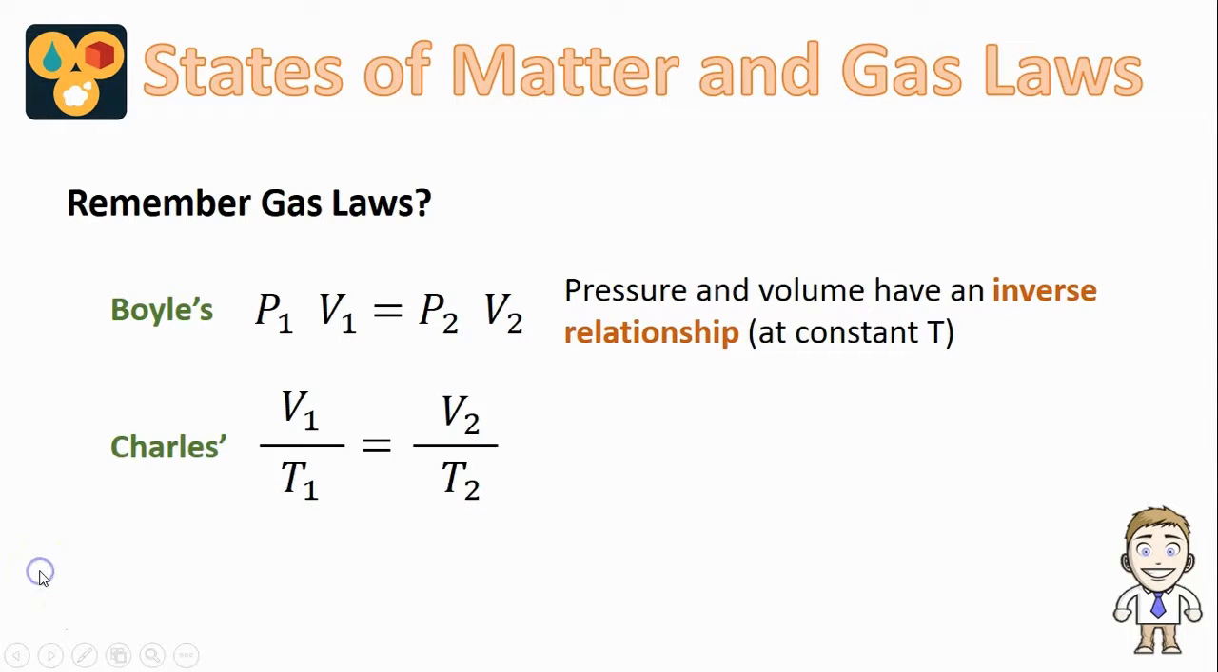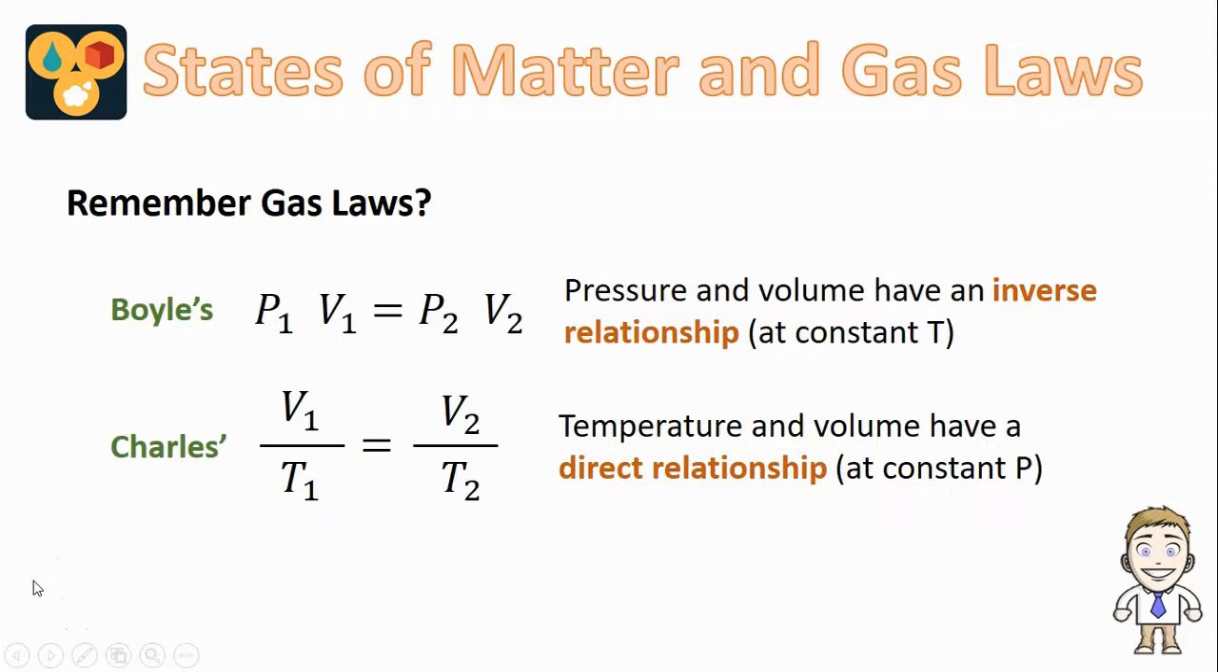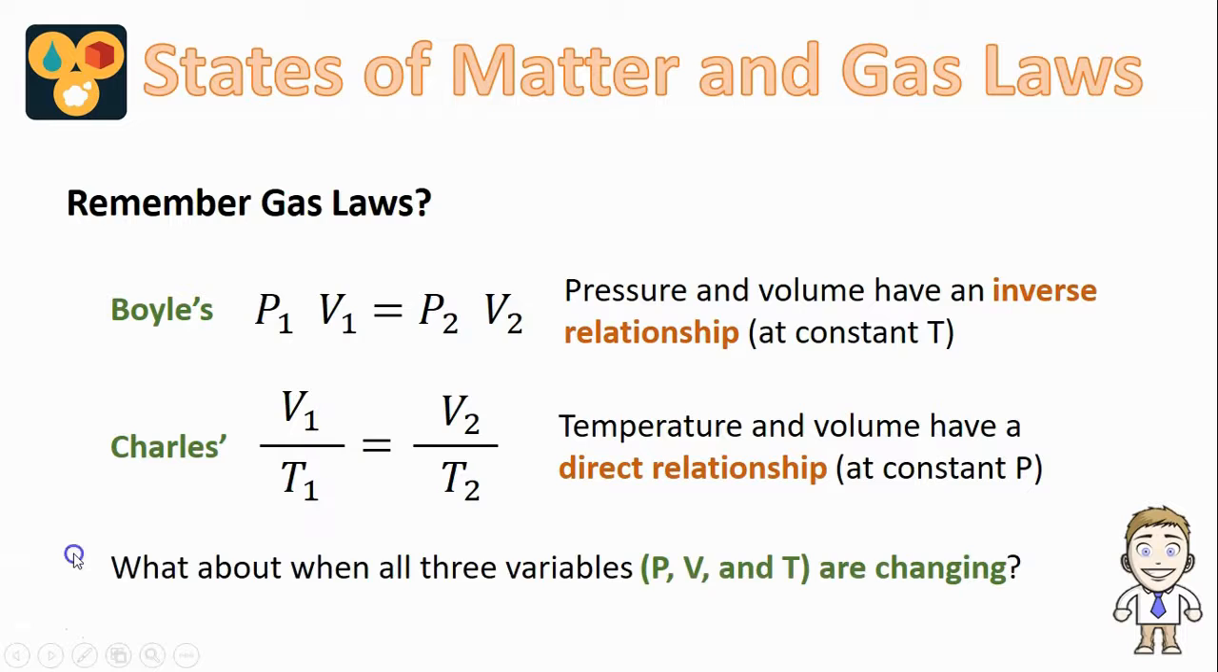Or you can do the same thing with Charles' law, which looks at volume and temperature. V1 over T1 equals V2 over T2, telling us that temperature and volume have a direct relationship if the pressure stays constant. What we didn't really say looking at these two gas laws though is which could you use if all three variables changed? In other words, what about if the temperature didn't stay constant? Then you can't use Boyle's law because the temperature is also changing and this relationship no longer exists. Or what about if the pressure was changing, then Charles' law no longer applies?